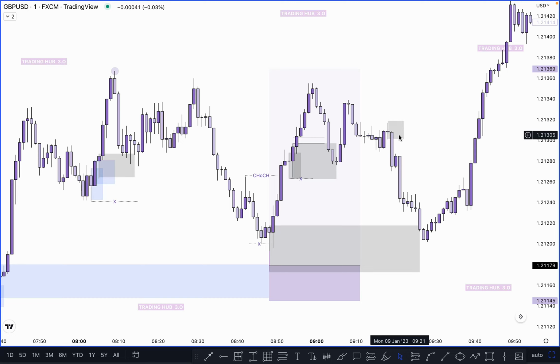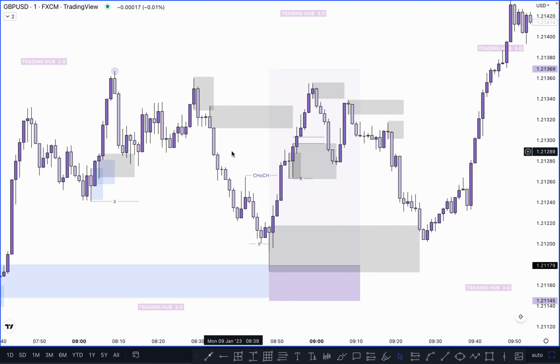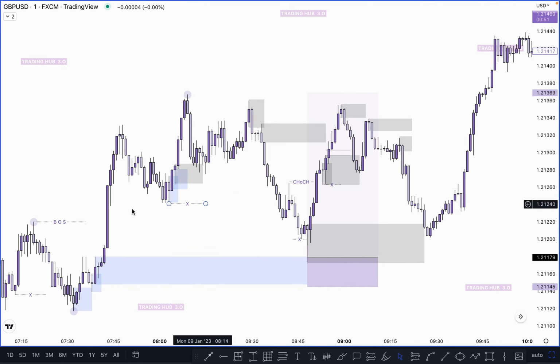This is a trap for smart money traders, and this one is also a trap, and this one is also a trap. These are all traps here. Why? Because momentum is bullish, so why are you selling here? In the next attempt, what happened here? The market again broke the structure here.